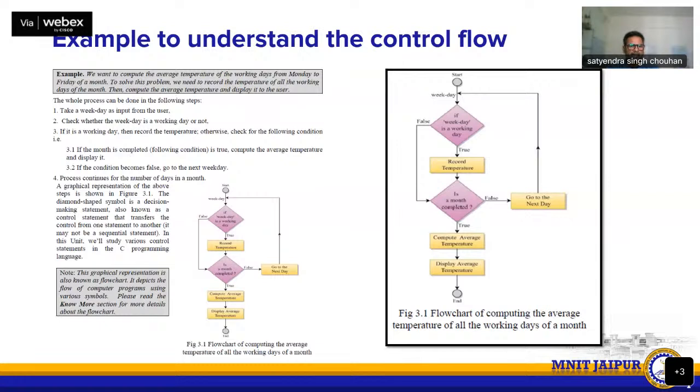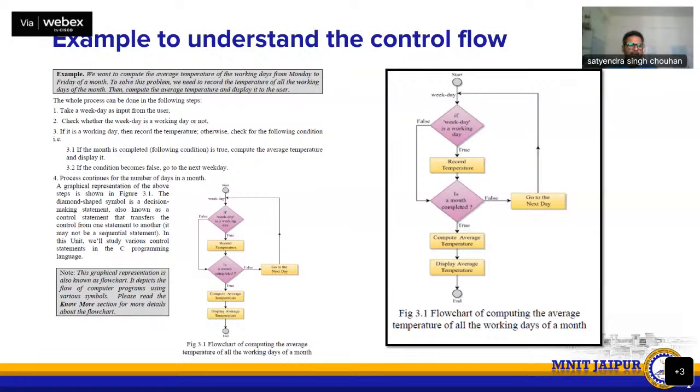And it also starts with a motivating example: suppose we want to compute the average temperature of the working days from Monday to Friday of a month. So what we have to do is record the temperature of all working days, then compute the average temperature and display it to the user. So now the question is that we want to compute the average temperature of the working days, so we want to avoid the weekends.